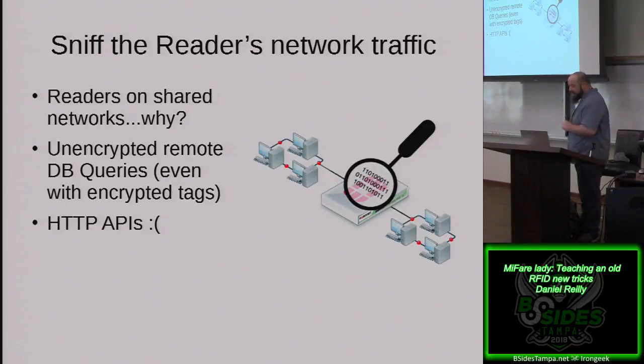Alright, unencrypted remote DB queries. This is what I'm talking about. If you have an encrypted card, poor implementations will decrypt the information and then search the database for that person to see if the card is valid. So if you have an encrypted card, I don't have to decrypt it. I just have to watch your network traffic to see what it comes out as. Now I have a chosen ciphertext attack, basically. HTTP APIs. People, Let's Encrypt works. It's awesome. Don't use HTTP anymore.